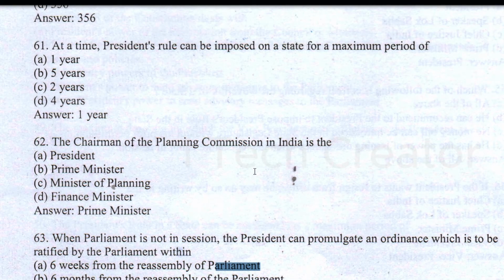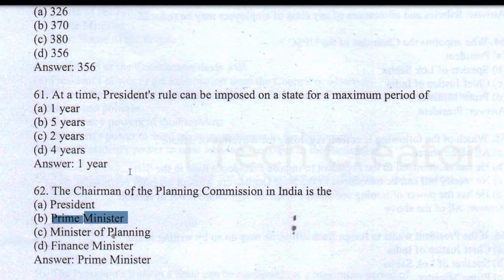Next, the chairperson of the Planning Commission in India is the Prime Minister. Yes, Prime Minister. At a time, President's rule can be imposed on a state for a maximum period of 1 year.